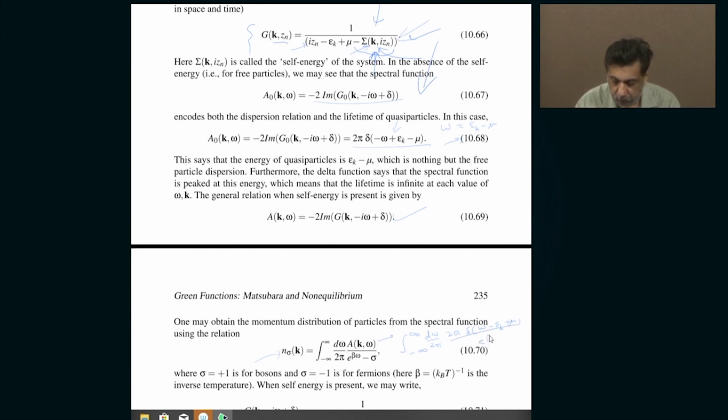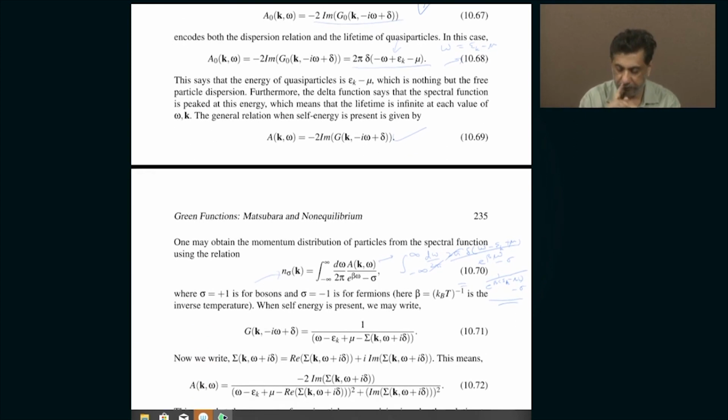So, it is e raised to sigma. Now, if I integrate over omega, the 2 pi cancels, and this becomes nothing but e raised to beta epsilon k minus mu, then minus sigma. So, you see if sigma is minus 1, it is fermions, so it is Fermi-Dirac distribution. If sigma is plus 1, it is bosons, so it is Bose-Einstein distribution.